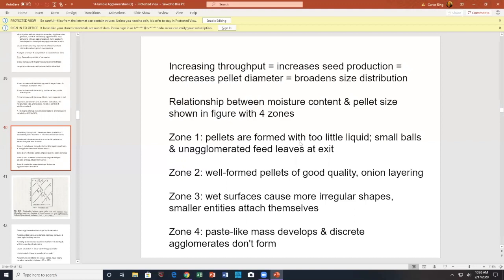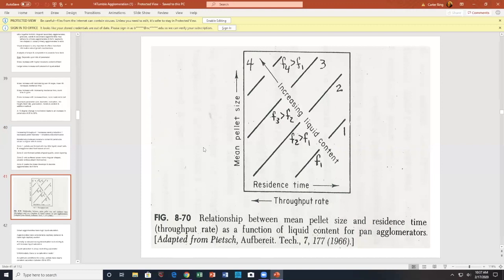In zone one, too little liquid, small balls, unagglomerated feed leaves at the exit. Zone two is what you want, well-formed, high quality, layering. In zone three, you have wetted surfaces that cause more irregular shapes, smaller entities attached to themselves. In zone four, a solid mass develops, and discrete agglomerates don't form. So here's zone one, two, three, and four.